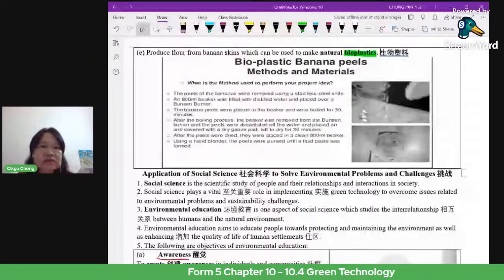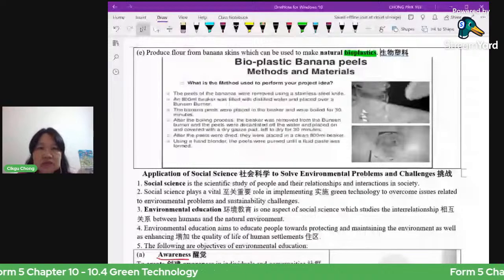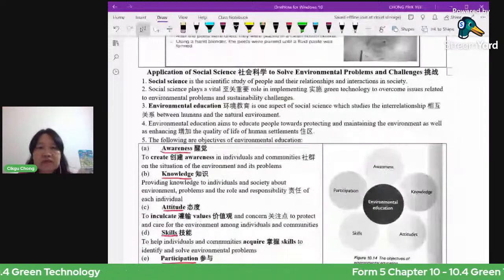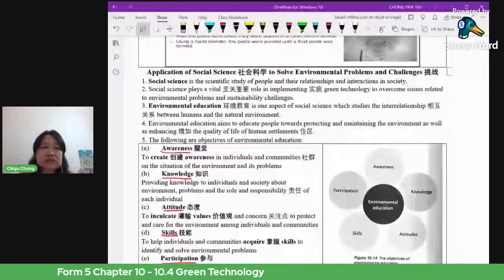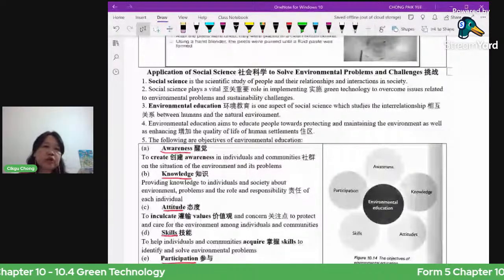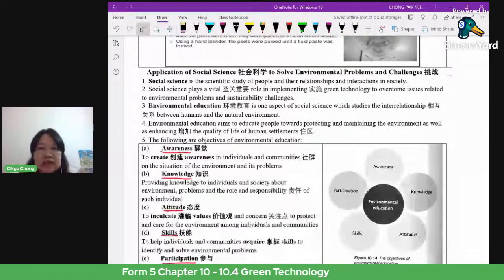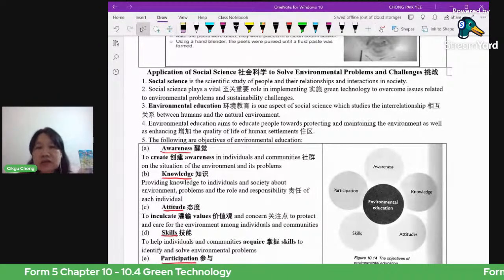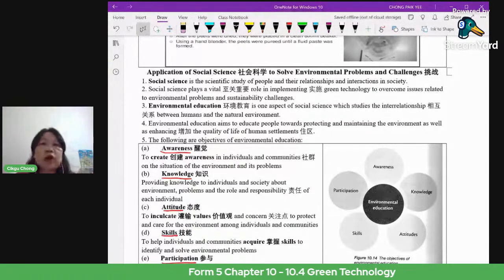Okay, lastly, application of social sciences to solve environmental problems. Social sciences you find in universities. You have a field called social sciences. Social sciences is the science where you learn about human lifestyle, people's relationships and interactions, and how you are able to improve on them, so that people can generally interact better and have an understanding among people. So that's social sciences. It's very wide.